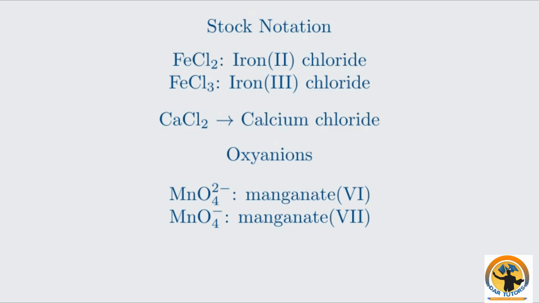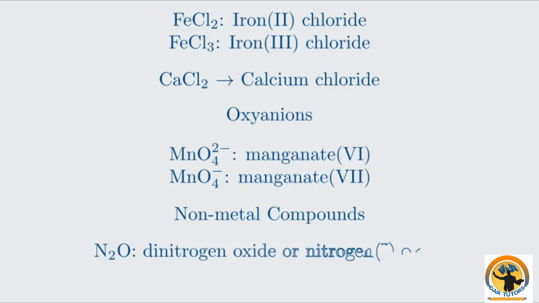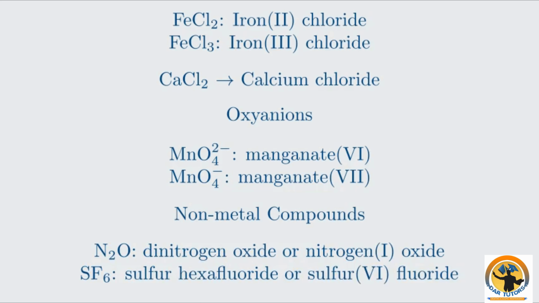Stock notation is also applied to name compounds between two nonmetals, particularly when they can form multiple compounds, such as nitrogen oxides. N2O can be named dinitrogen oxide using prefixes, but it can also be named nitrogen(I) oxide. Here the number of atoms is given, or the oxidation state. Similarly, SF6 is sulfur hexafluoride, or sulfur(VI) fluoride.